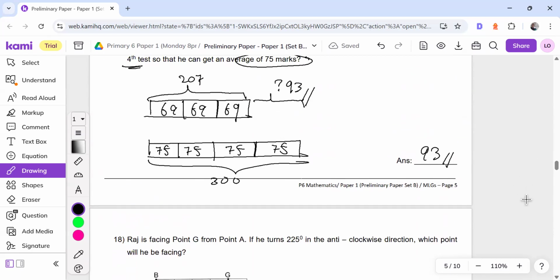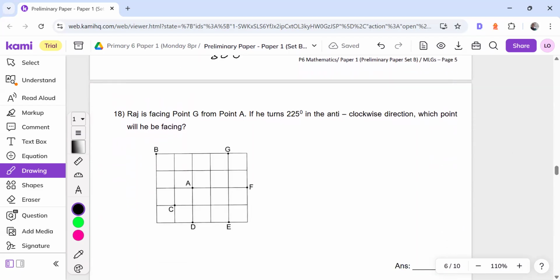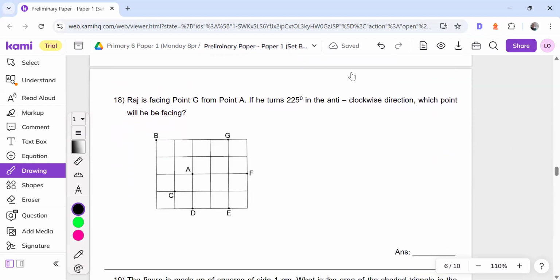Okay, done already? Okay, now Raj is facing point G from point A. So how are you going to find the answer? He turned 225 degrees in the anti-clockwise. Number one, if you see a big number, break it up into smaller numbers. Or you can even break up, so 90, 90.